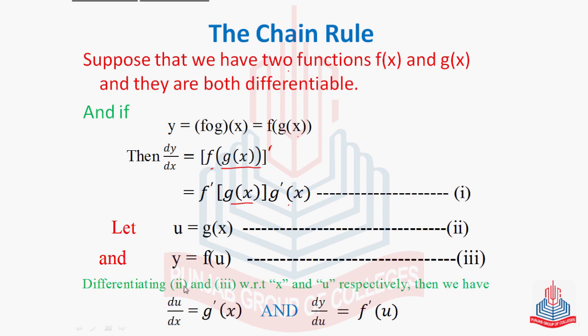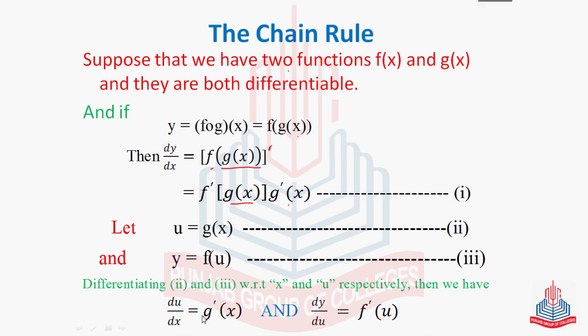Now differentiating 2 and 3 with respect to x and u respectively, as we have u is equal to g of x, so we can say u is a function of x, so the derivative will apply on u with respect to x. Whenever we calculate the change in u, it will be differentiated with respect to x. So we mention here to differentiate 2 with respect to x, and that will become du by dx is equal to g prime of x.